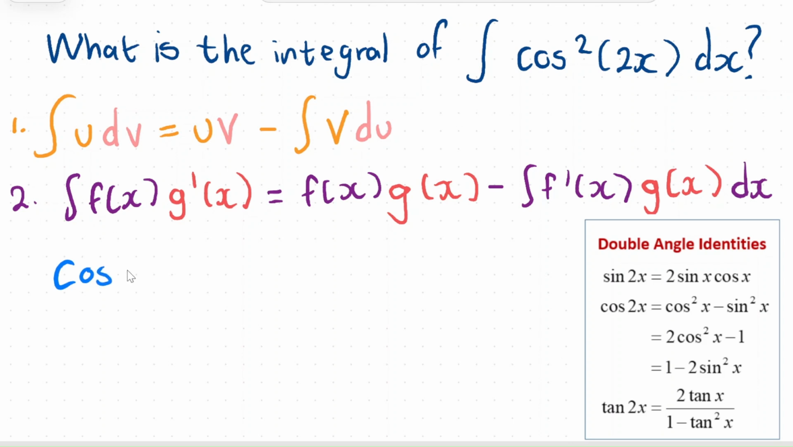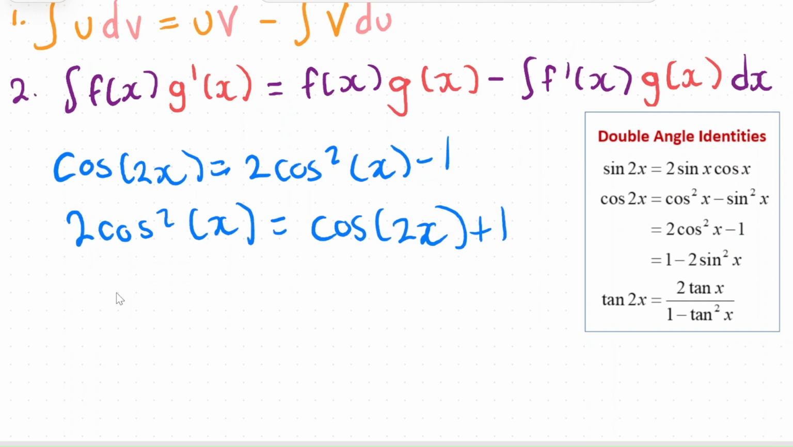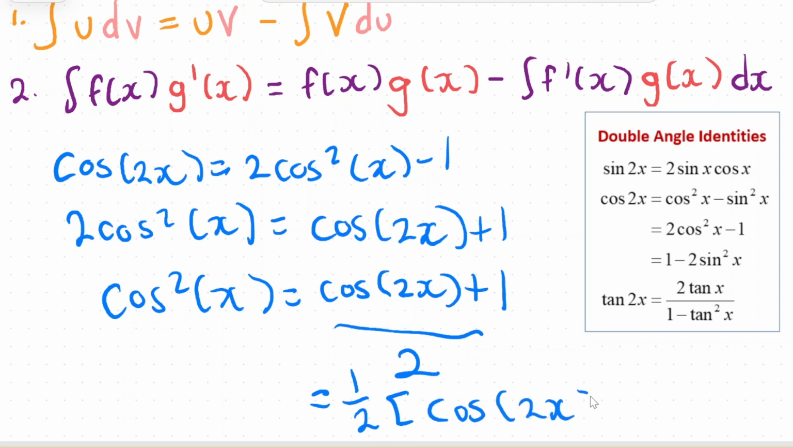Cos 2x is equal to 2 cos squared of x minus 1. If we make cos squared the subject of the formula, then we say 2 cos squared of x is equal to cos 2x plus 1. And if we break that down further to make cos squared of x the subject of the formula, we would get cos 2x plus 1 divided by 2. We can also write this as half of cos 2x plus 1.